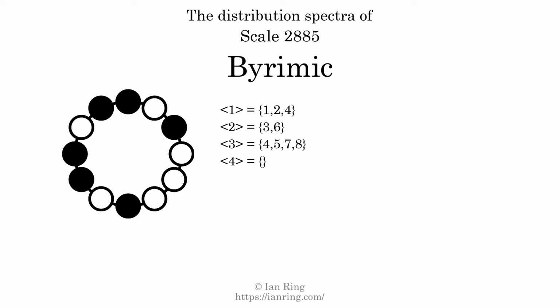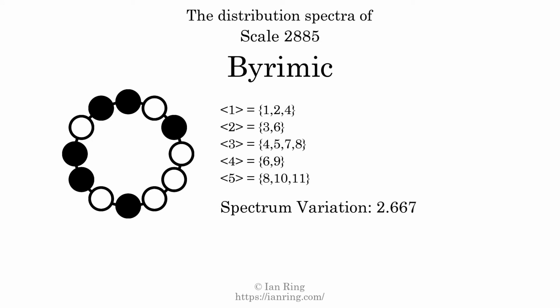The generic interval of 4 scale steps comes in 2 different specific interval sizes: 6 semitones and 9 semitones. The spectrum width of this generic interval is 3. And finally, the generic interval of 5 scale steps comes in 3 different specific interval sizes: 8 semitones, 10 semitones, and 11 semitones. The spectrum width of this generic interval is 3. The spectrum variation is the sum of all the widths divided by the number of tones. The spectrum variation of this scale is 2.667.